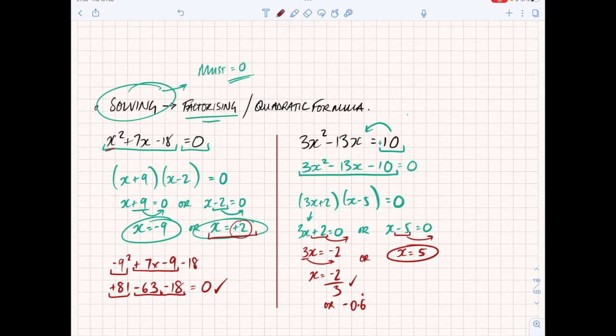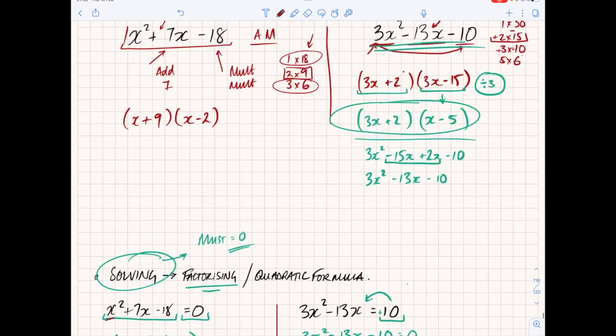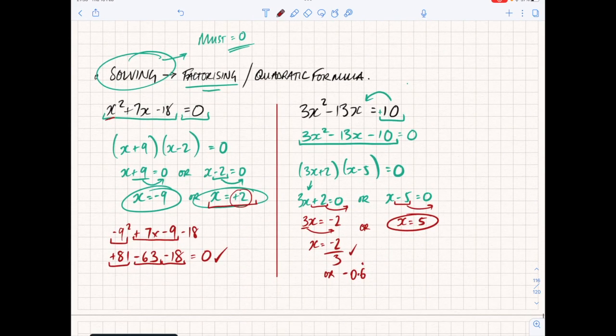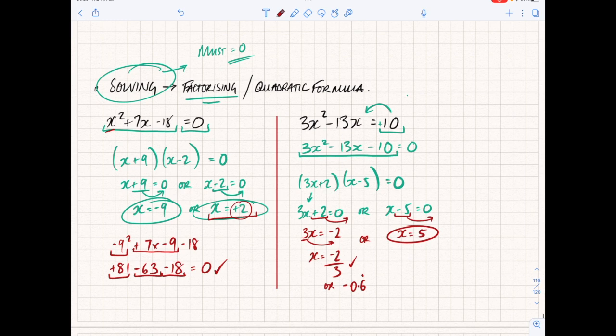Okay, so when you're factorising, up here, just basic factorising, it's just asking you to put it into brackets. But here, when you're factorising, it must equal 0 to then solve it. If it doesn't equal 0, make it equal 0 and go from there. So the next bit we'll look at is then how we actually solve these questions using the quadratic formula.